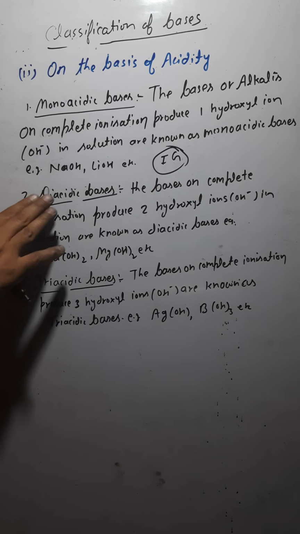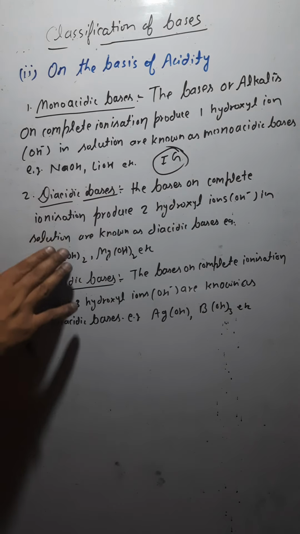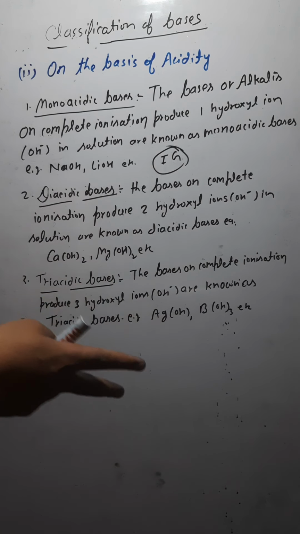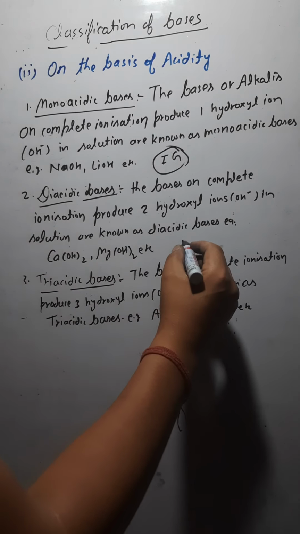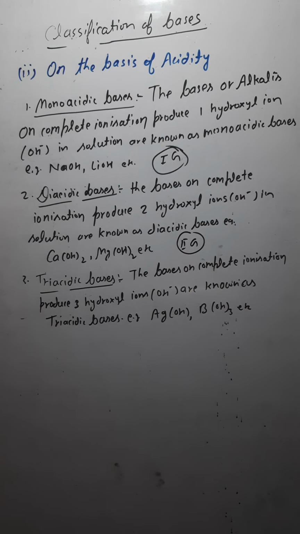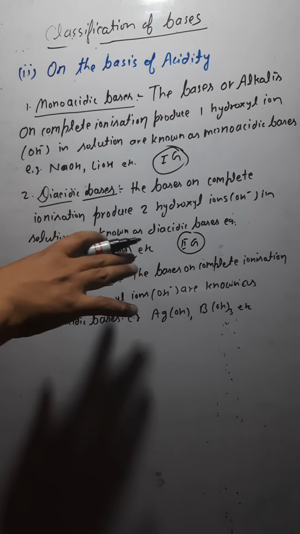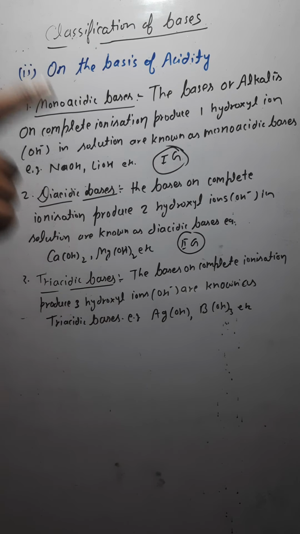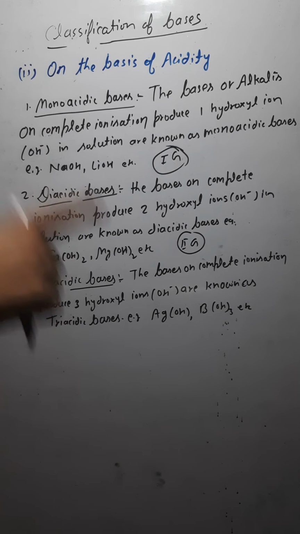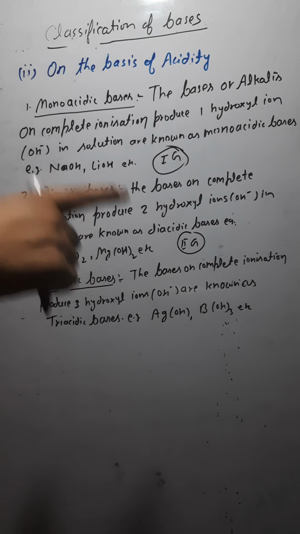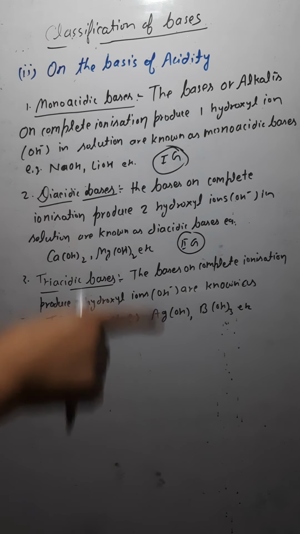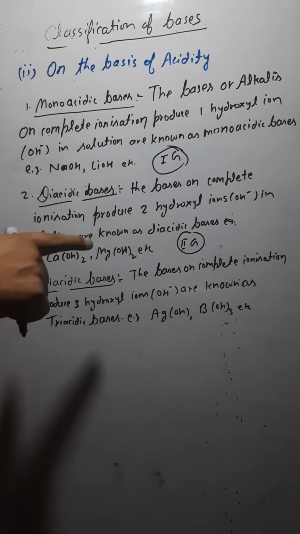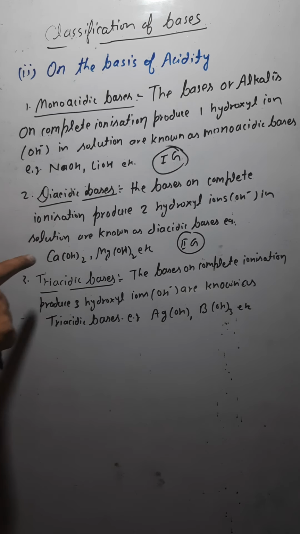Getting it or not? So similarly, diacidic bases means the bases on complete ionization produce two hydroxyl ions. So which would produce two hydroxyl ions? The elements of the second group that we have already discussed. Just now I have told you. What are the elements there? Elements were beryllium, magnesium, calcium, strontium, then you have barium, then you have radium. So these are the elements of the second group you have already done. So the bases formed by these elements would be the diacidic bases, because they would produce two hydroxyl ions in the aqueous solution.